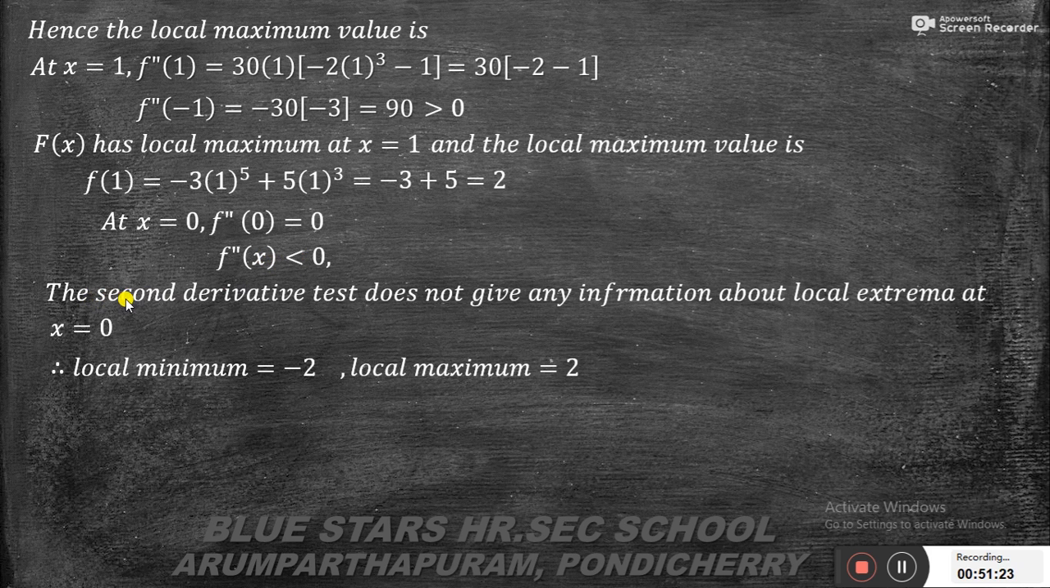So the second derivative test does not give any information about the local extrema at this point, because from this we cannot conclude anything. We conclude only from a plus or minus sign. A plus sign means greater than 0, a minus sign means less than 0. But equal to 0 we cannot say whether it is greater or less than 0. So we cannot find the local extrema from this point.